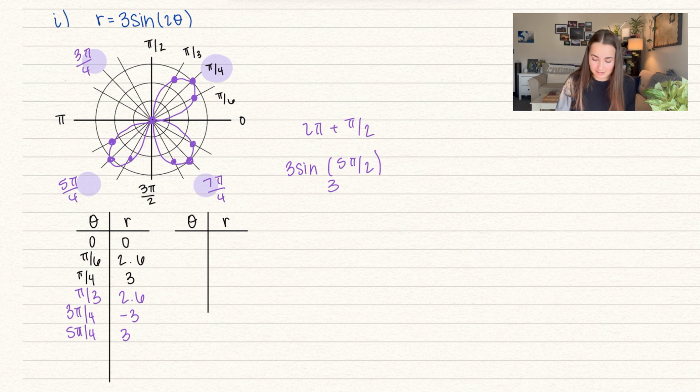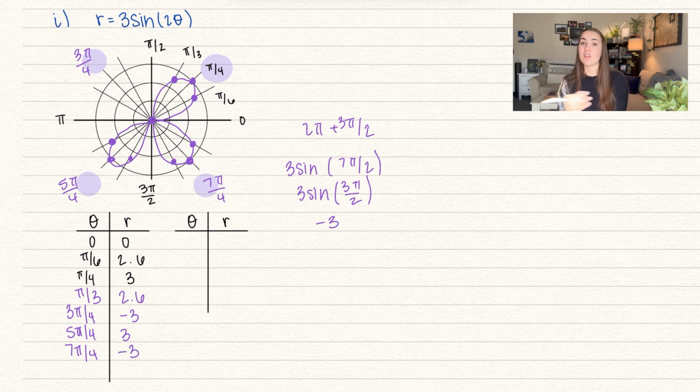You can probably guess where the last petal is going to go, but of course we're going to plug it in: 7 pi over 4. When we plug that in, we end up with 7 pi over 2, which is equal to 2 pi plus 3 pi over 2. So we can evaluate this as 3 sine of 3 pi over 2, because we know sine of 3 pi over 2 is negative 1. Again we have that negative radius, which means we extend in the opposite direction. So we go out at 3 pi over 4, a radius of 3. Here these would be negative 2.6, negative 2.6, and here we would have the last one of our petals.